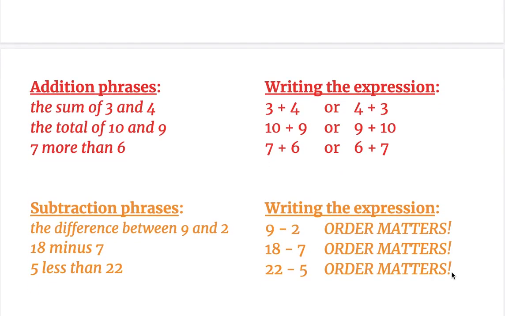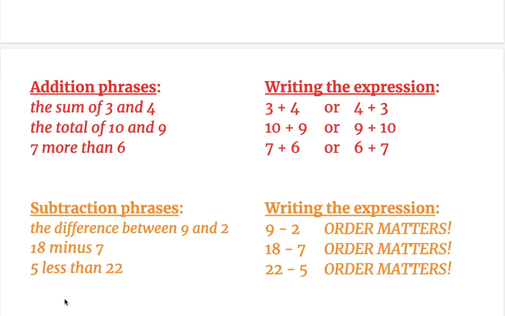For subtraction, however, we have different phrases and order does matter. So for example, if I say the difference between 9 and 2, that would have to mean 9 minus 2, not 2 minus 9. Those will give you different answers. 18 minus 7 will be obviously 18 minus 7, not 7 minus 18.